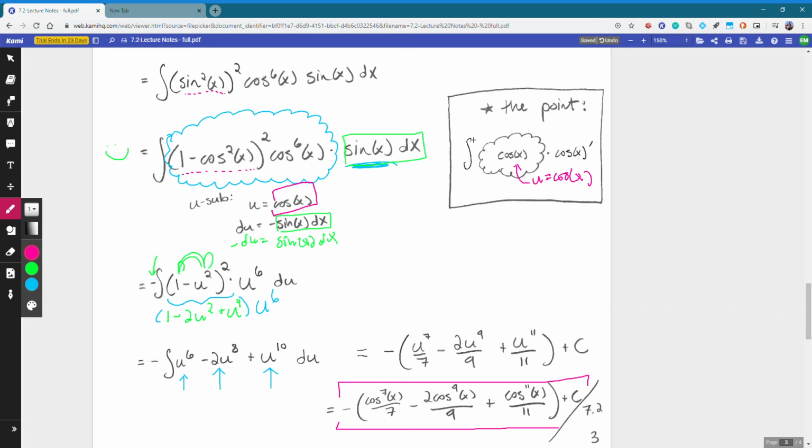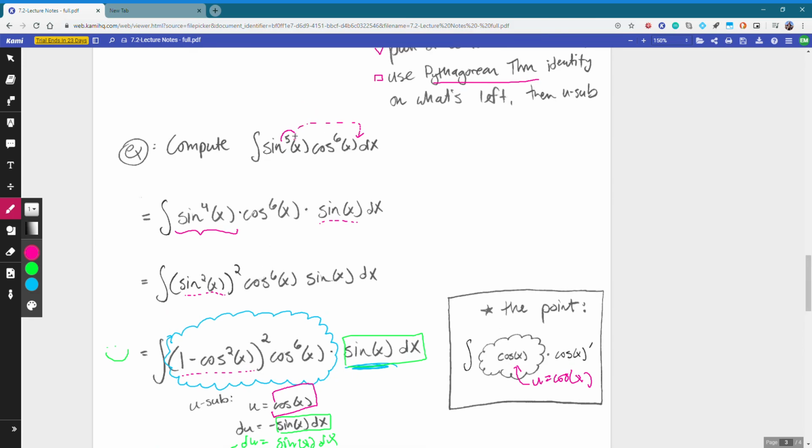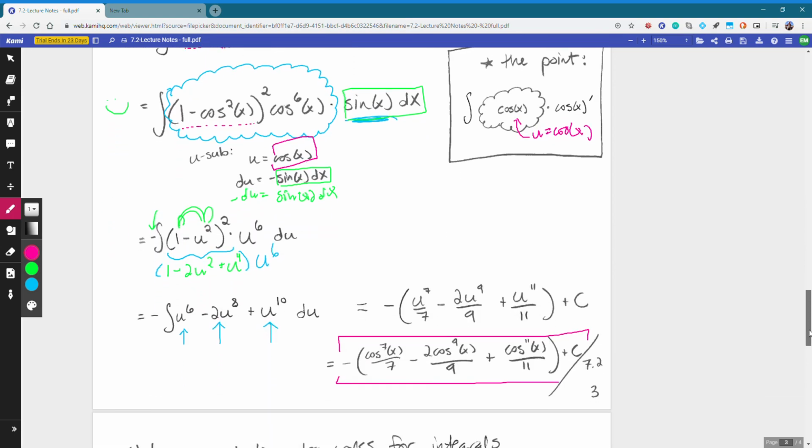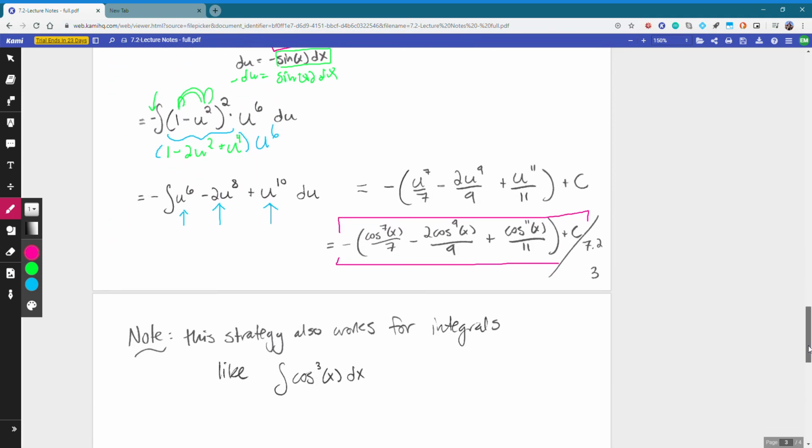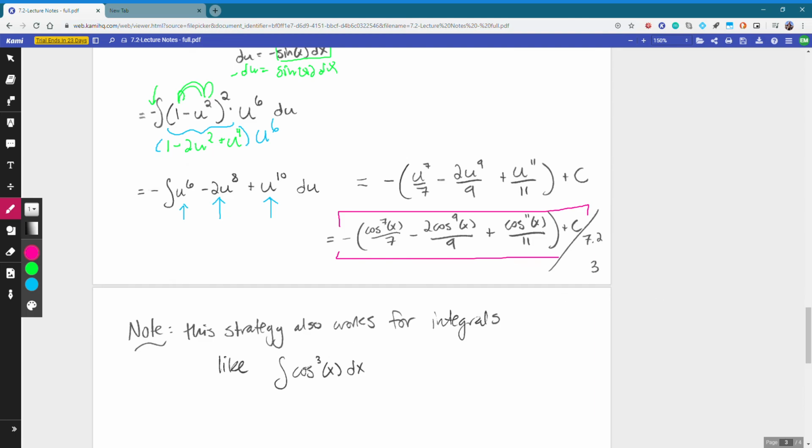And so this strategy that we just made use of for our integral, it involved an integral where we had sines and cosines. The strategy does still work if we just have an integral with cosine or just with sine. Again, if that has an odd power, we'll be able to work through it.